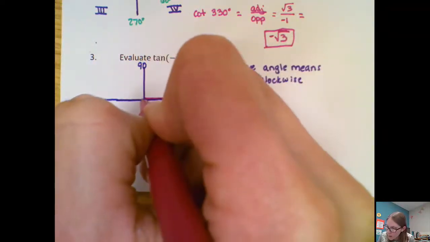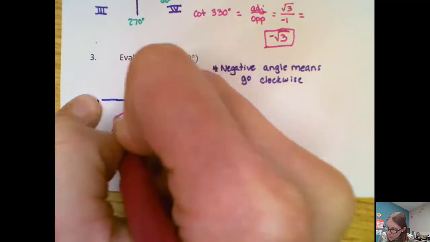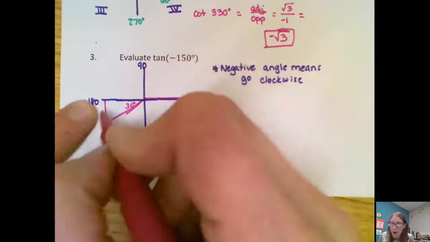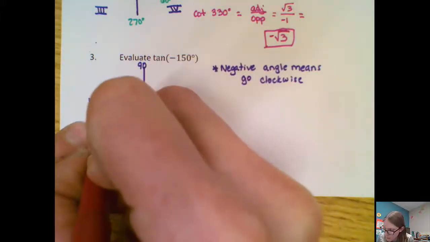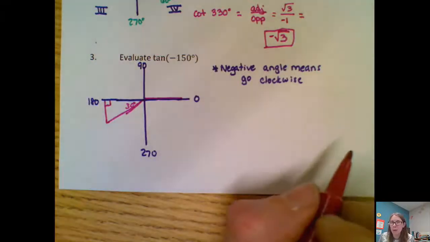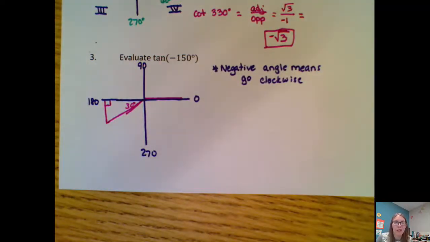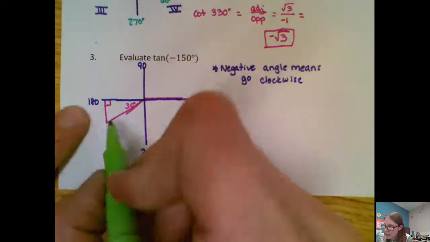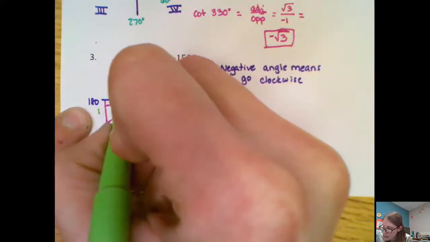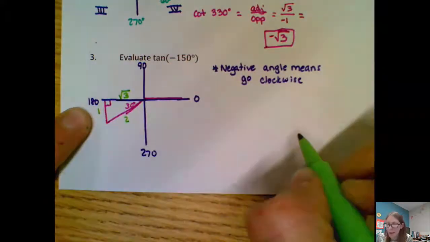If I go 150, I'm only 30 degrees off of the 180, giving me a 30, 60, 90 triangle. Now, every time you will be able to make one of these special right triangles. I'll never give you a situation where you can't. But if we fill in our missing side lengths with our special right triangles, if I have a 30, 60, 90, we call our short leg 1. The long leg is the square root of 3, and the hypotenuse is 2.